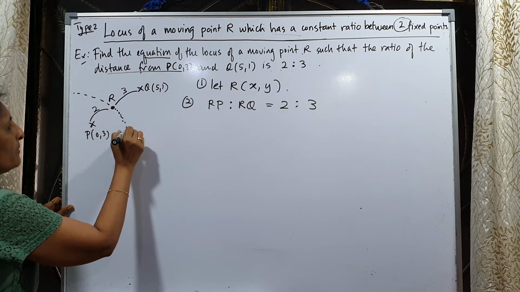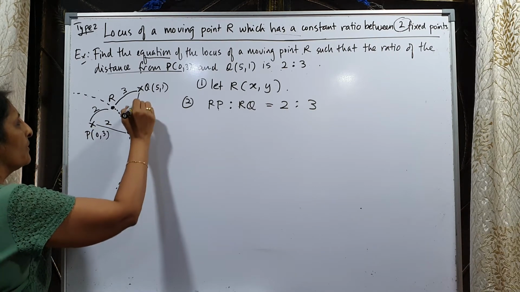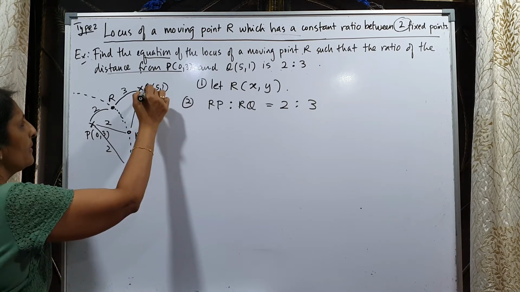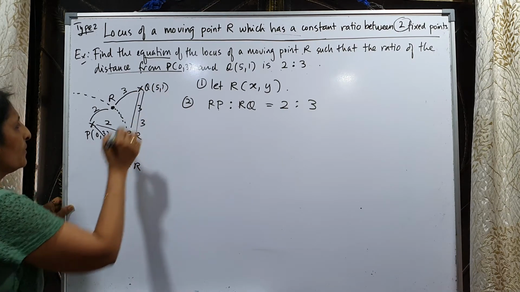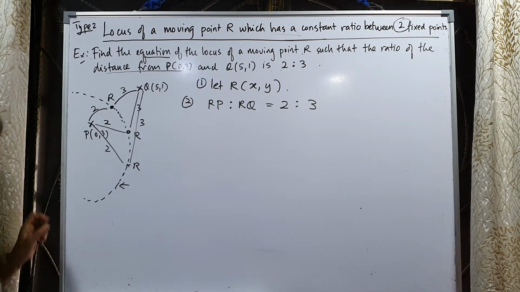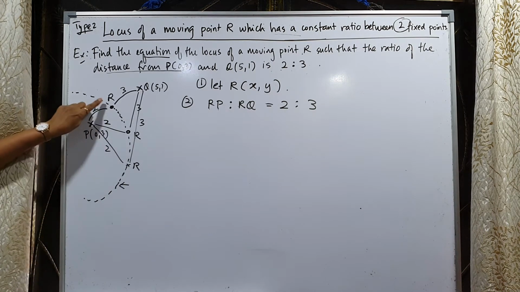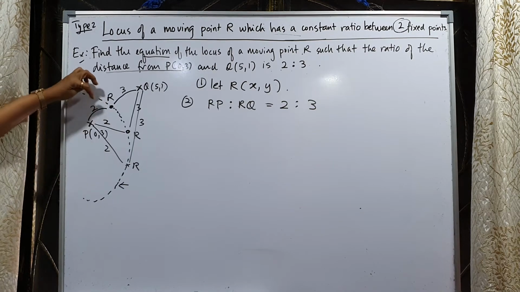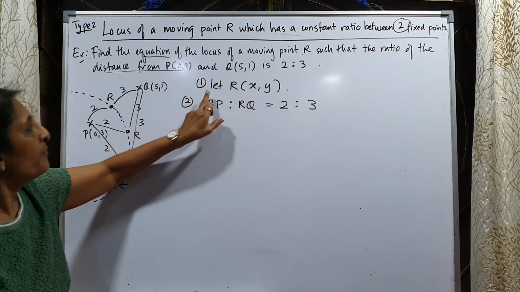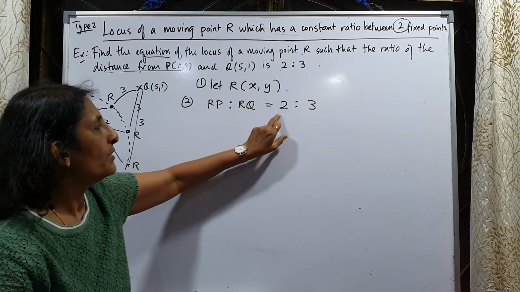Wherever R is, if R is here, the ratio here is 2 parts is to 3 parts. If R is here is 2 parts and here the Q is 3 parts. So this moving, we don't know how the shape is, but we are going to look for the equation of this locus, the locus of R. Wherever R is on this locus, remember the ratio is 2:3. So when you read that, distance from P, you write down RP to RQ is 2:3.